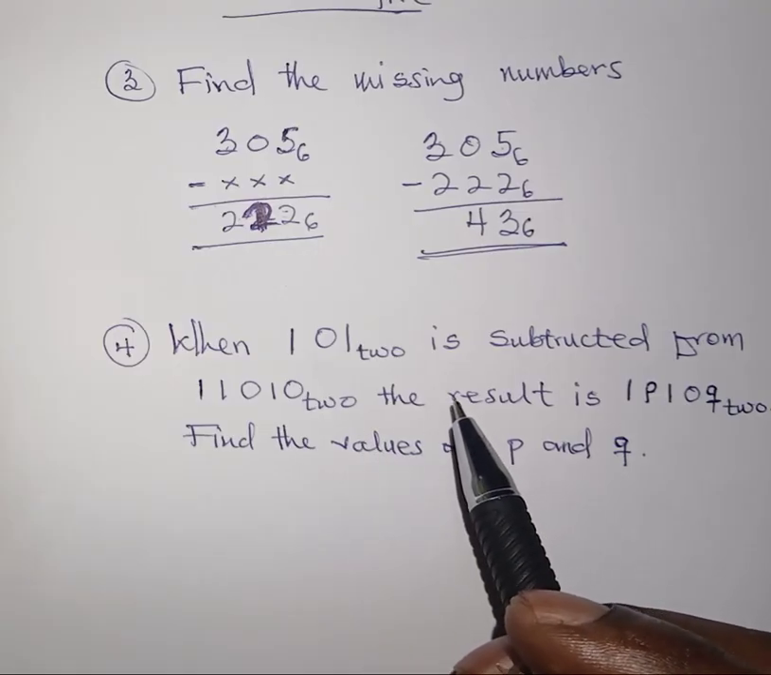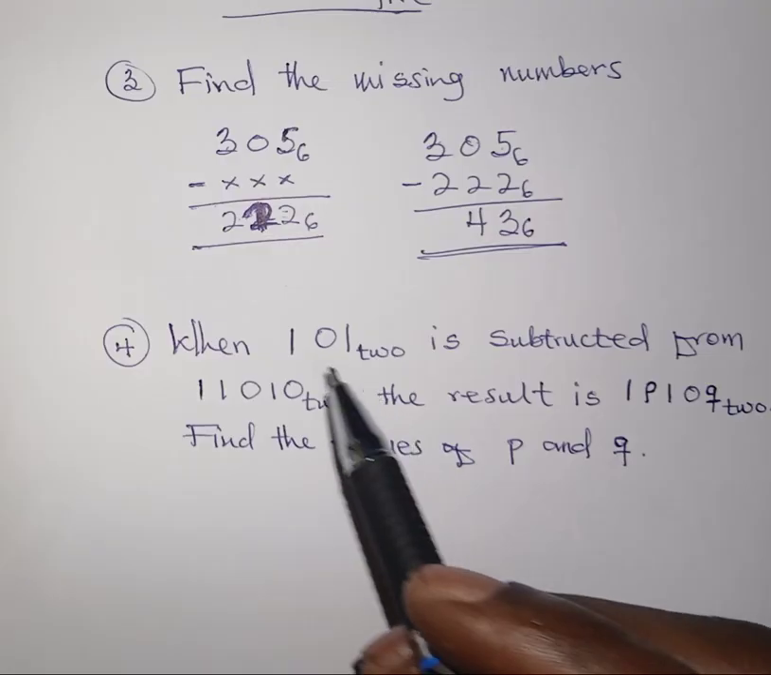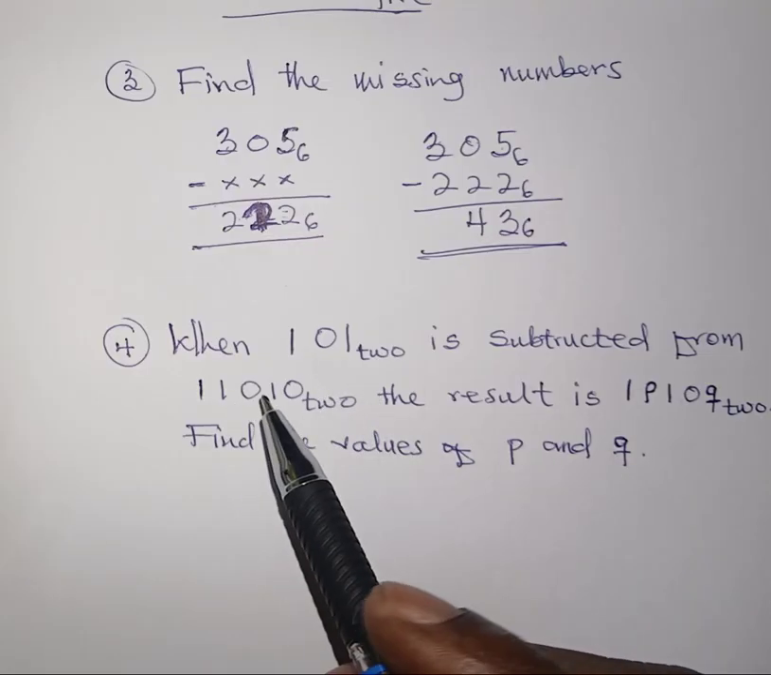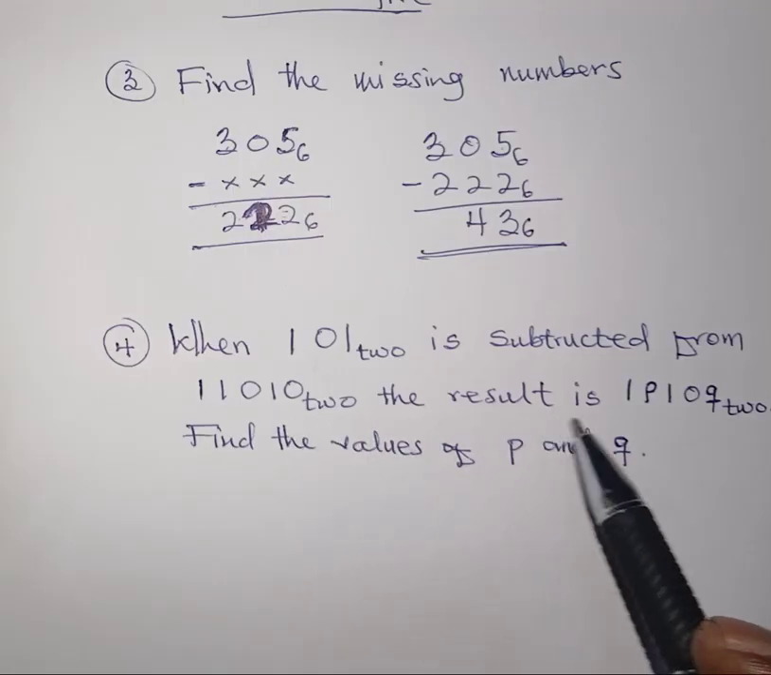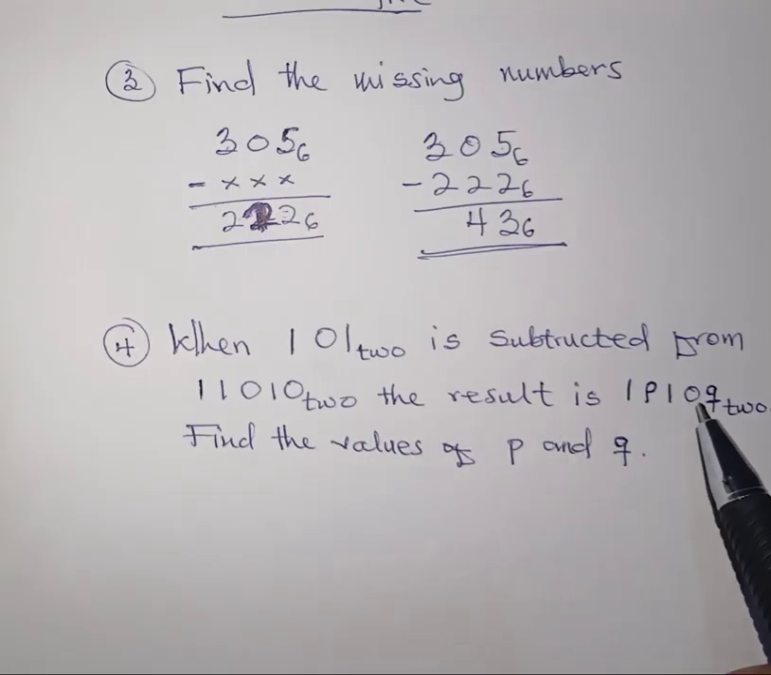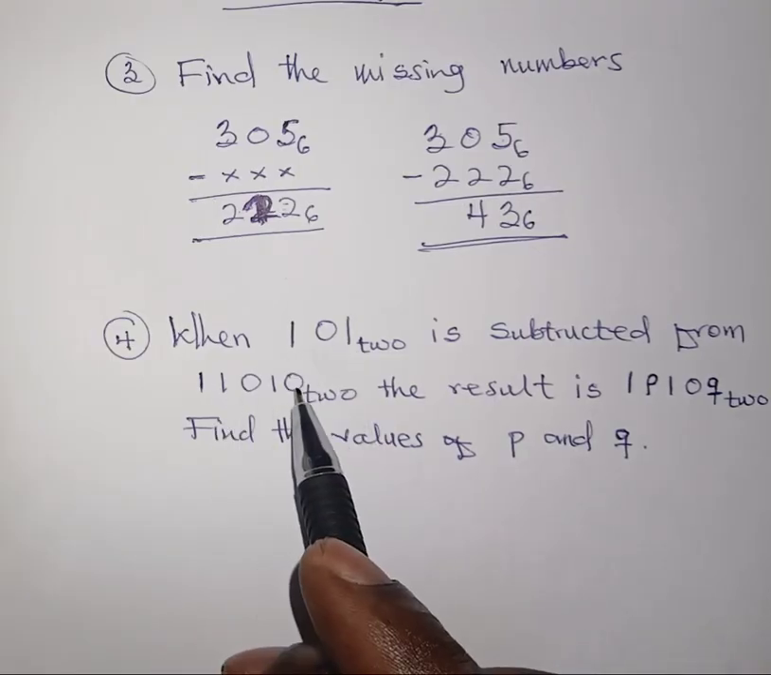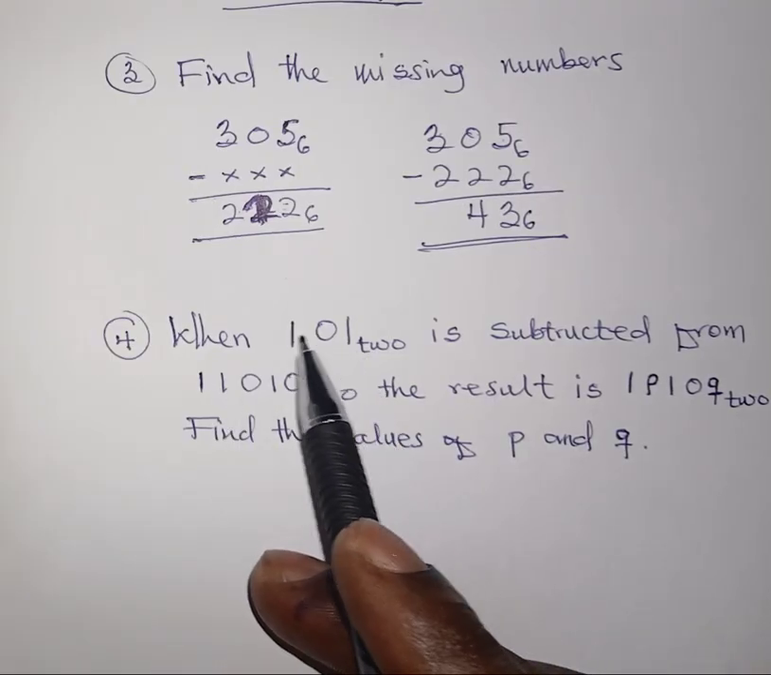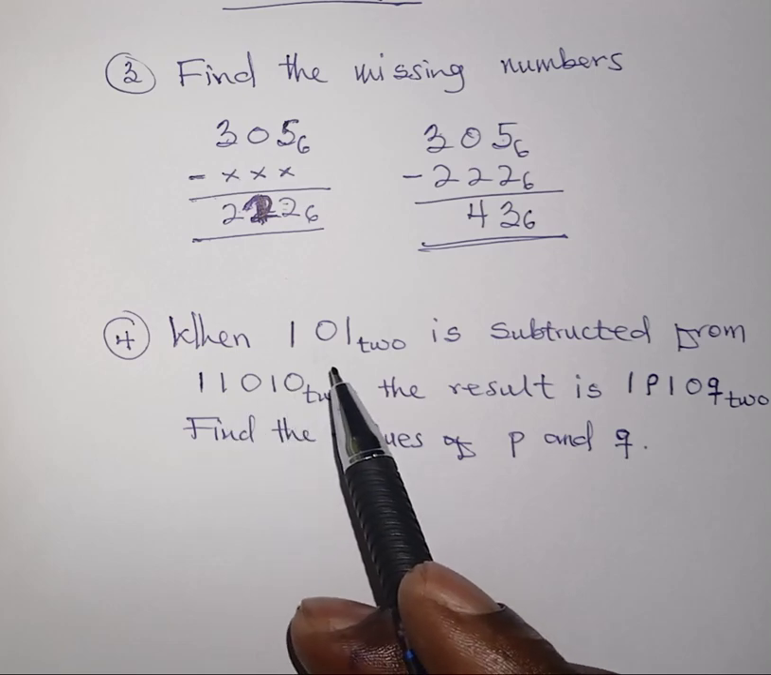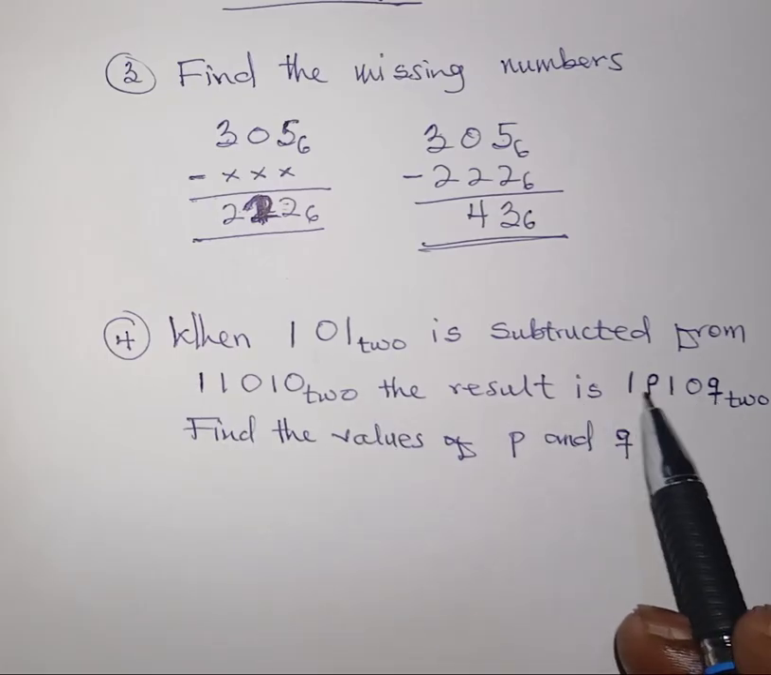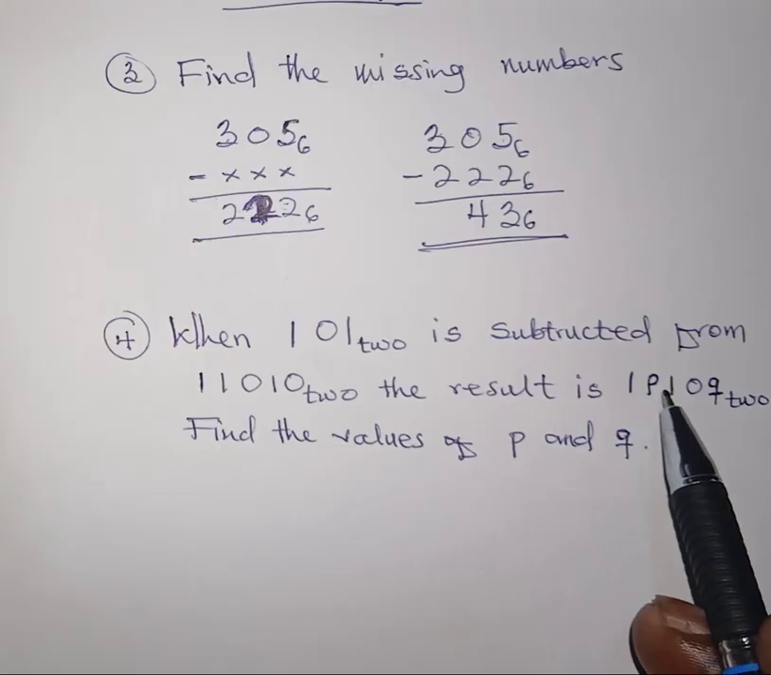Okay, now let's solve the word problem here. In this word problem, it says when 101 base 2 is subtracted from 11010 base 2, the result is 1p10q base 2. Find the values of p and q. So for this one, we are saying when this is subtracted from that. So what you do is you need to subtract this from this, then equate to the given result, then you compare the corresponding values.